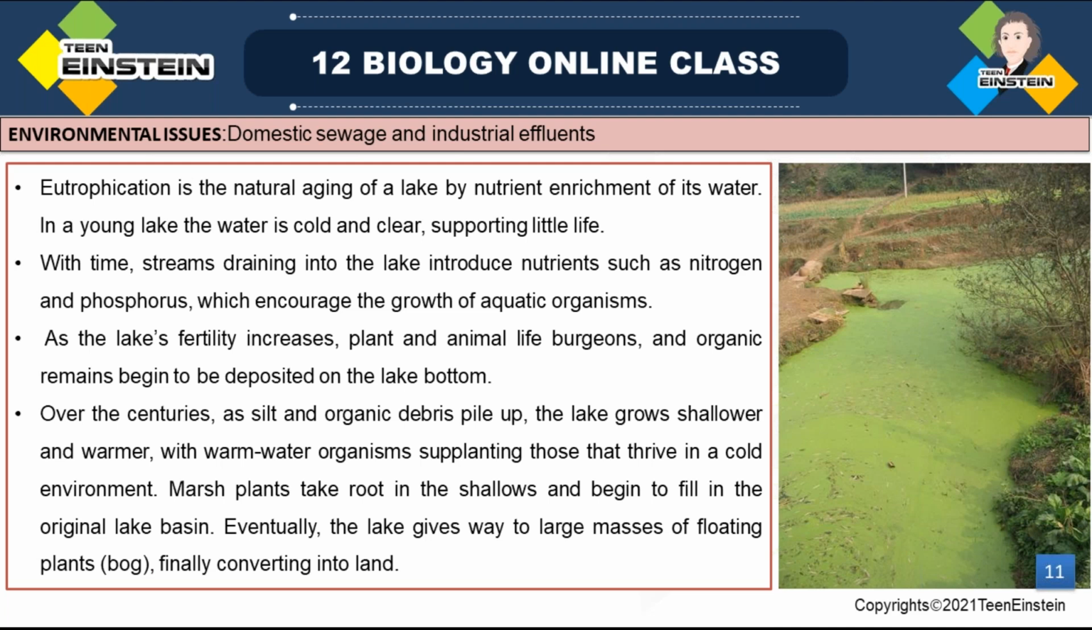So nutrients like nitrogen and phosphorus will encourage the growth of aquatic organisms. So when that lake's fertility is increasing, the plant and animal life also begins to increase.